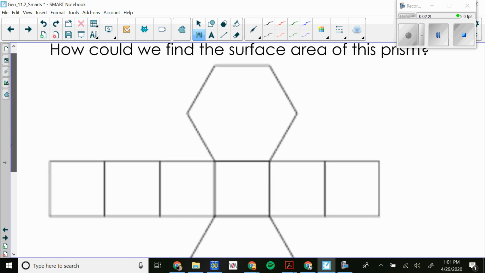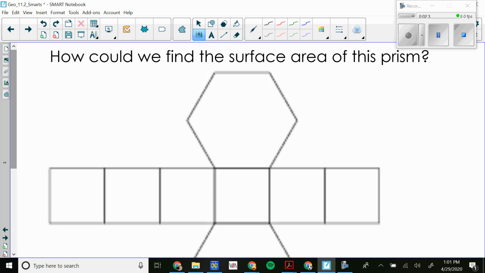This one says, how could we find the surface area of this prism? So this is a net, right? If you fold this back together, it makes a hexagonal prism. There's 6 sides here. And also think if you fold, this side's already touching, but then this side would connect with this one here, and so on. This one with up here. So the perimeter of this hexagon, the distance all the way around here, should be the same as this length.